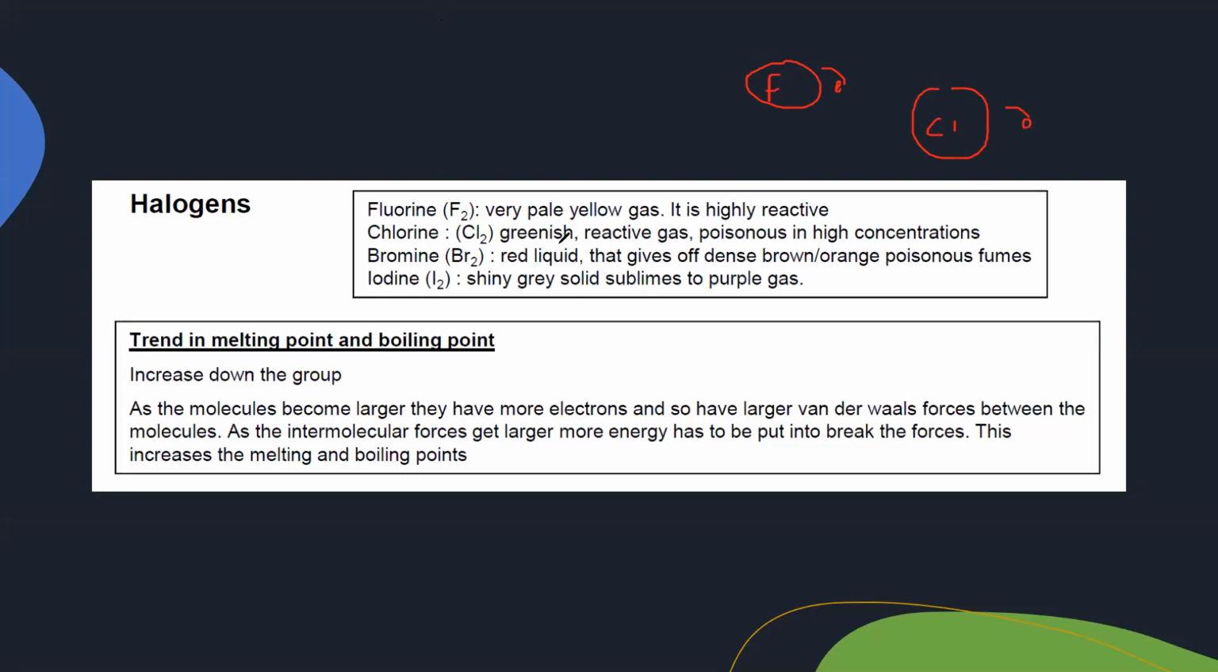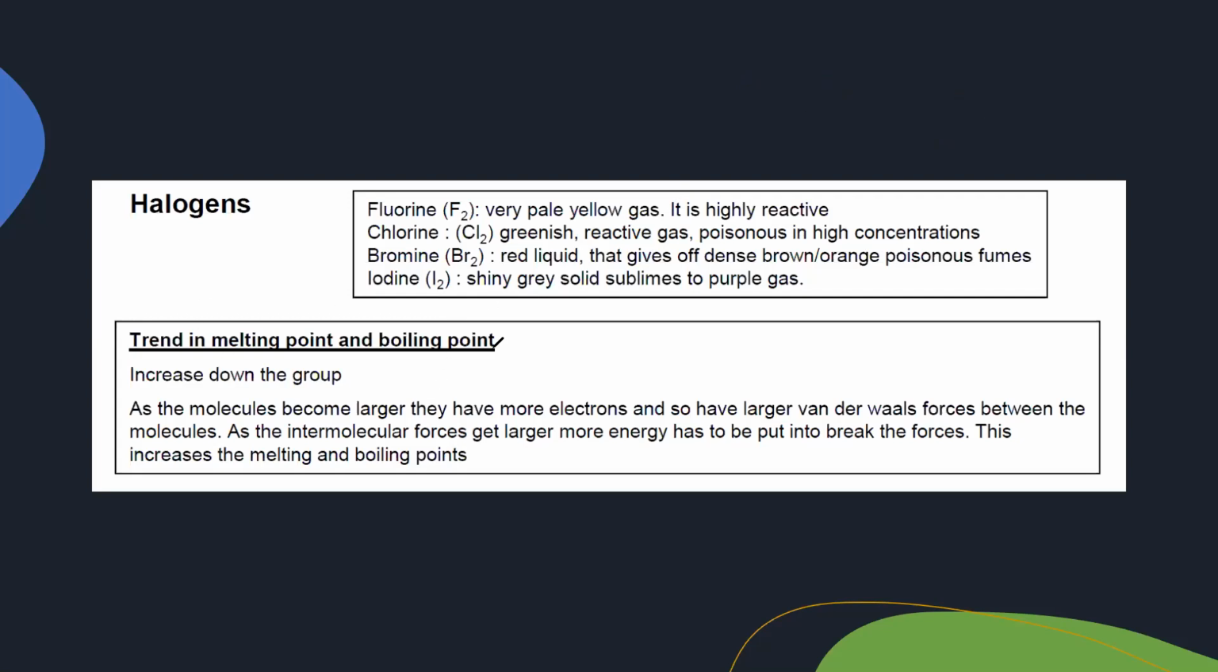Chlorine also exists as a diatomic molecule. It's a yellowish-green gas, poisonous in high concentration. Bromine is a red-brown, volatile liquid. It also exists as a diatomic molecule, and it gives off dense brown or orange poisonous fumes. Iodine also exists as a diatomic molecule, which is a shiny gray solid, and it sublimates. Sublimation here refers to converting directly from solid to gas.